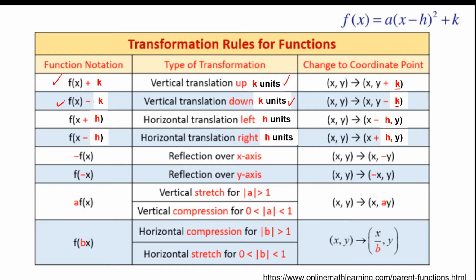Next, we have the transformation if it is inside parentheses. That is a horizontal translation. It is actually the opposite of the sign you're given. So if it's f of x plus h, that is a transformation to the left, and you're subtracting from your x value. If it's f of x minus h, it's a transformation to the right, and you would be adding to your x value.